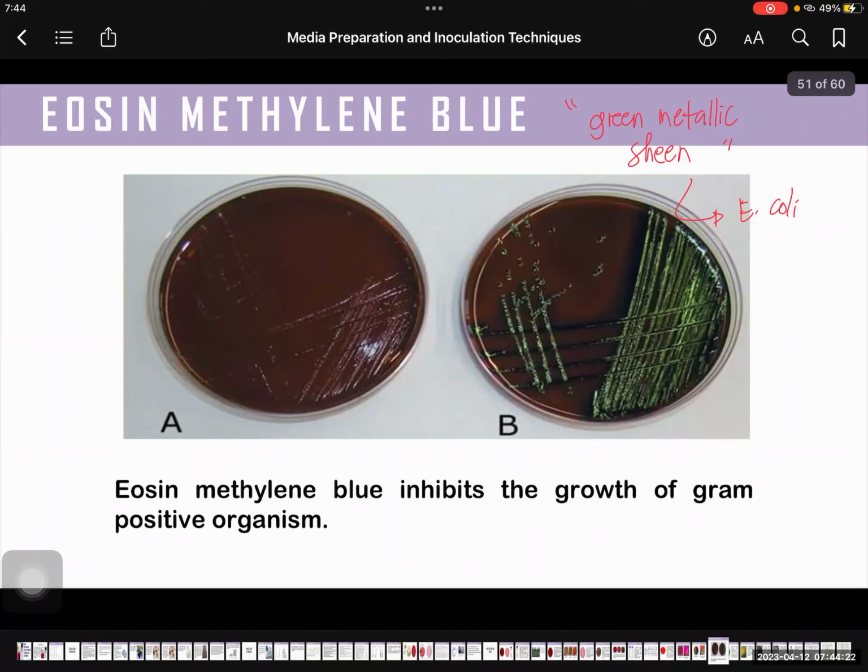Meron pa kasing kayang mag-produce ng green metallic sheen. If you remember, sino yung isa? Si Pseudomonas aeruginosa, but not on eosin methylene blue. For selective culture media, then specifically for Pseudomonas aeruginosa, we have cetrimide, for example. Pero kung specifically eosin methylene blue, green metallic sheen, automatic, Escherichia coli.